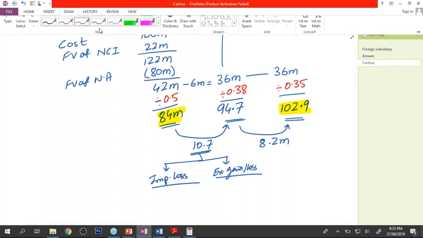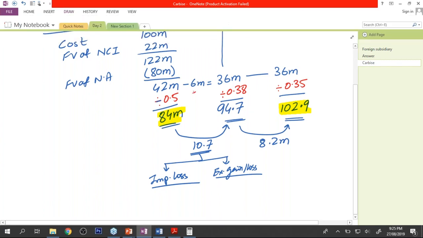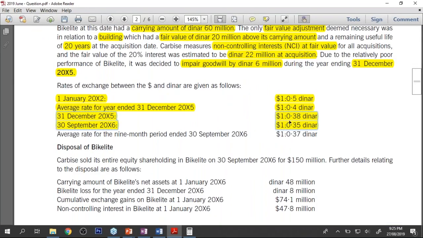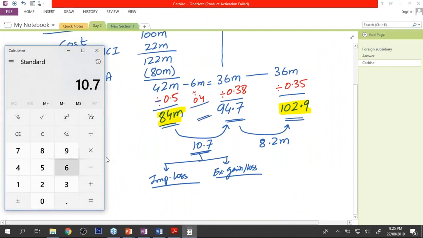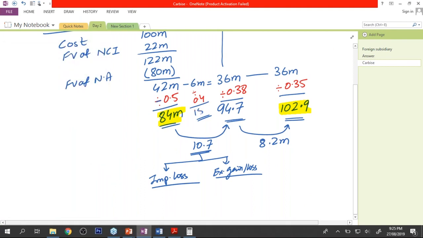So if we want to calculate the impact of impairment, we need to divide 6 by the average rate, and the average rate was 0.4 in the question. So if I divide it by 0.4, I'm going to get a value of how much? 6 divided by 0.4 is going to be 15. So impairment loss is going to be 15 million negative.